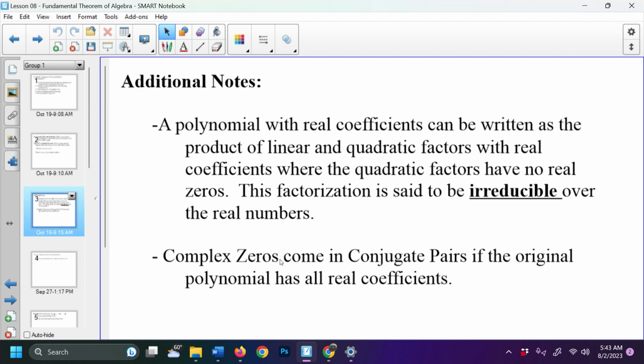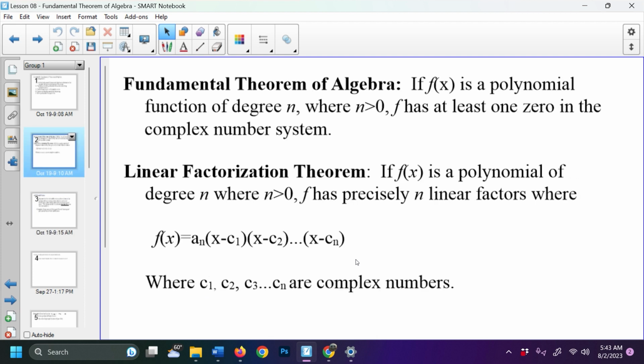Complex zeros always come in conjugate pairs if the original polynomial has real coefficients. So if you were given a polynomial where all of the coefficients are real numbers, and you know that one of the zeros is a complex zero, then its conjugate must also appear in that list of linear factors. And we'll have an example of that.